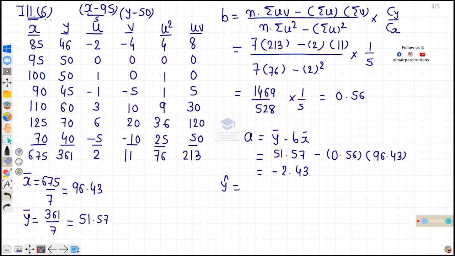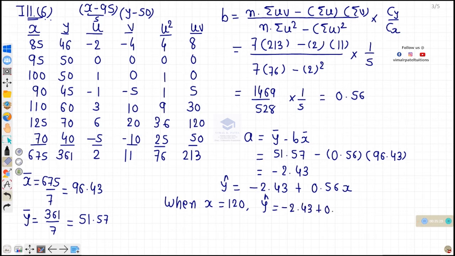y cap equals a plus bx. Now when IQ is 120, the estimated marks come to 64.77, so approximately 65 marks.